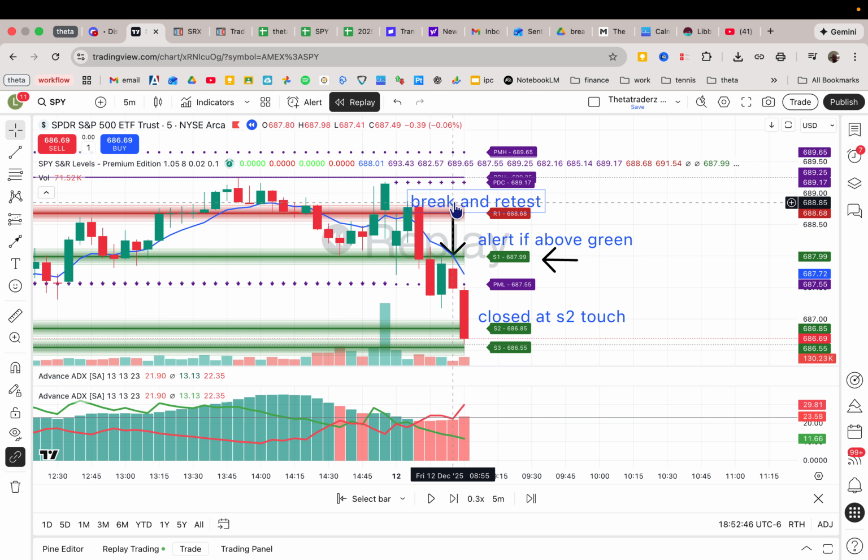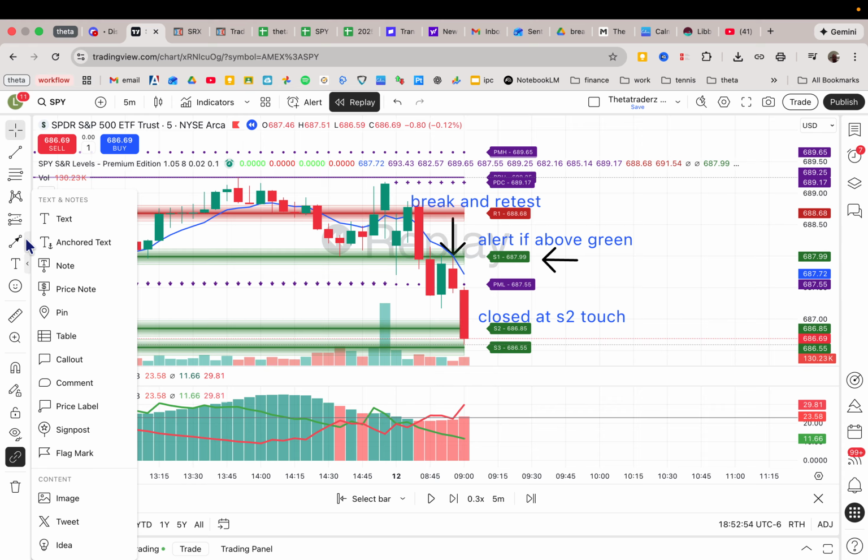My journaling is, I write down what actually happened on the TradingView chart. I'll use the text key here, type in what happens. I'll use the arrow key to show where I'm entering. So what I did again on this trade, retested, I entered, I took a quick profit pretty quickly on 2 of the 3. Actually, this one I closed all 3.